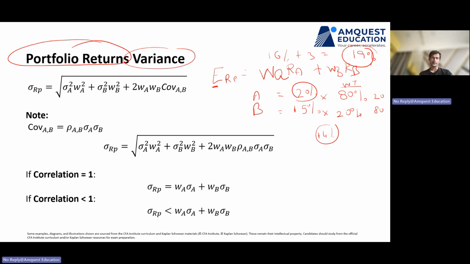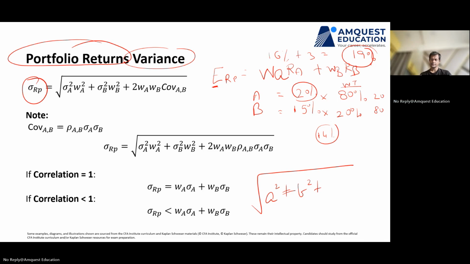What is the formula to find out the standard deviation of a portfolio? Okay. Now learn this carefully. Let's learn it like this. You know this formula, A square plus B square plus 2AB. Right? You know this. Simple. Remember this formula. You will always have to learn this formula. The calculator will not help you.